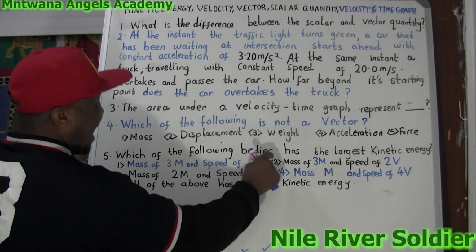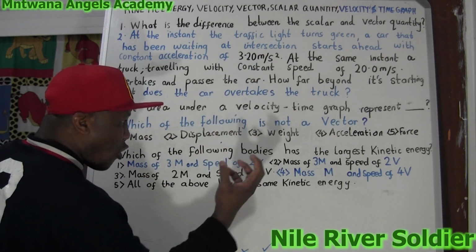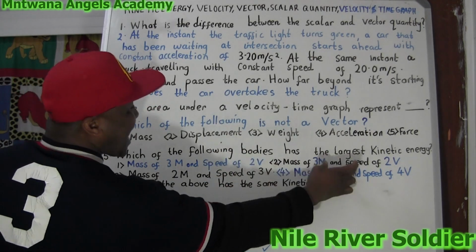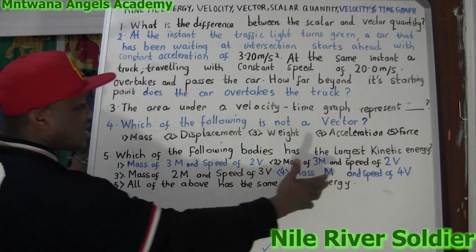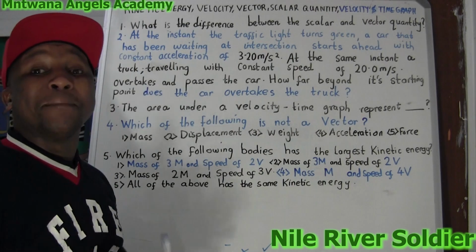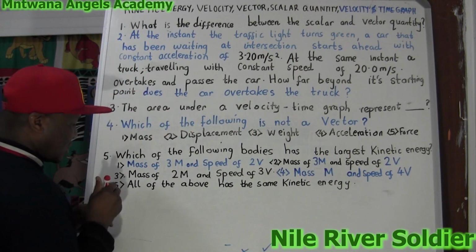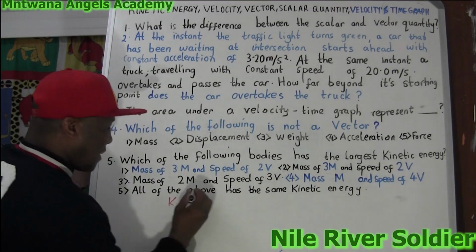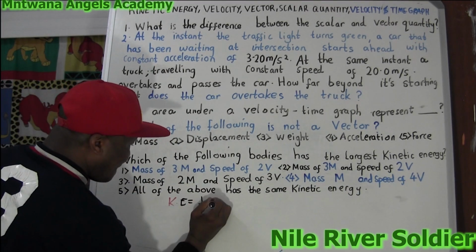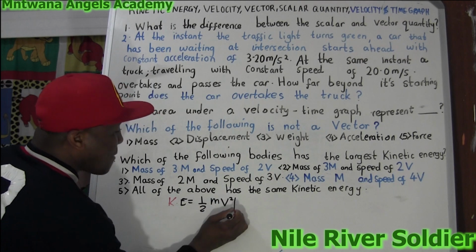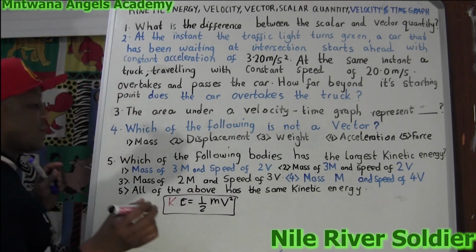Which of the following bodies, the bodies mean the objects, has the largest kinetic energy? You won't be able to answer this question if you don't know what kinetic energy means. Let me break it down for you in 1 minute. Kinetic energy is equal to a half mass times velocity squared. You memorize this, you don't have to work it out, just memorize.